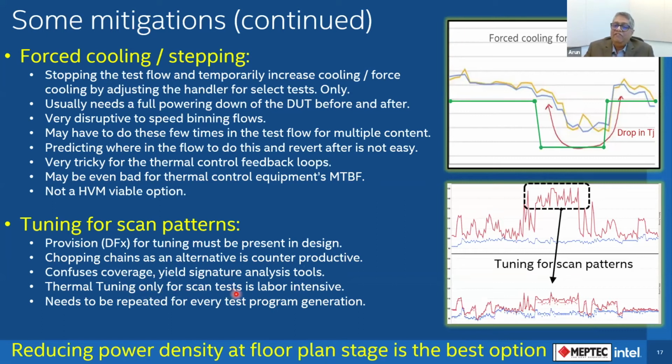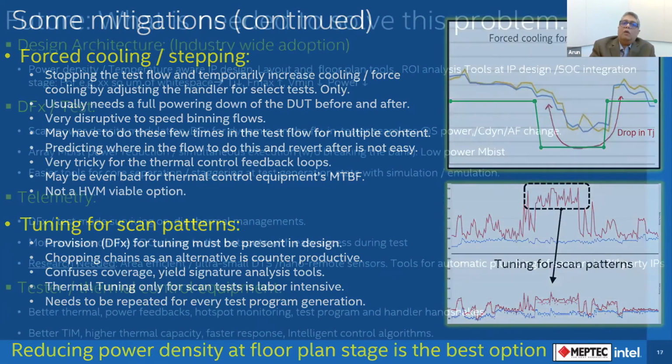Thermal tuning only for scan is labor intensive, actually, right? And whenever there is a new revision of silicon, you have a new simulation and all those things happen. Once again, we need to go and redo this every time. So this is a very problematic effect too, by the way. Reducing power density at the floorplan stage is the best option, in my opinion, right?